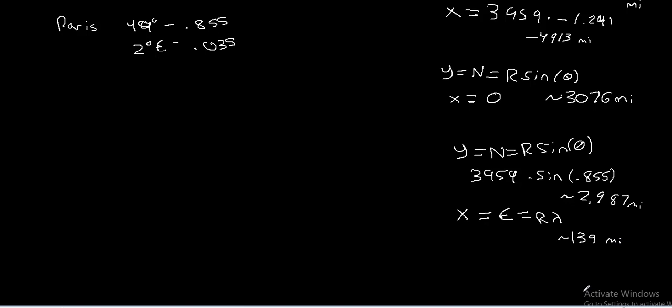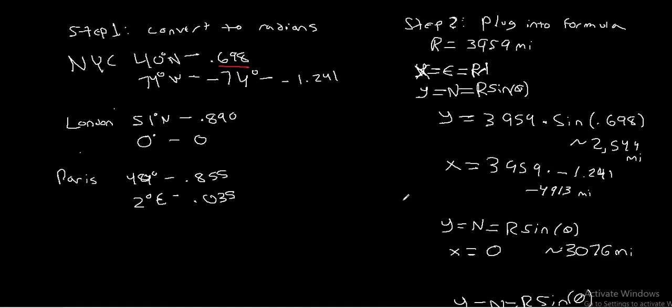139 miles. To recap what we did here, we took the angle measured in radians and plugged it into the equation that we calculated in the previous video for the equivalent projection, using r sine theta for northing and r lambda for easting.